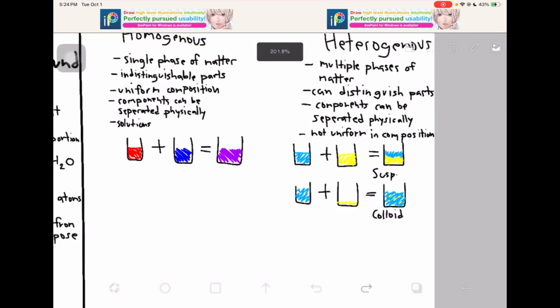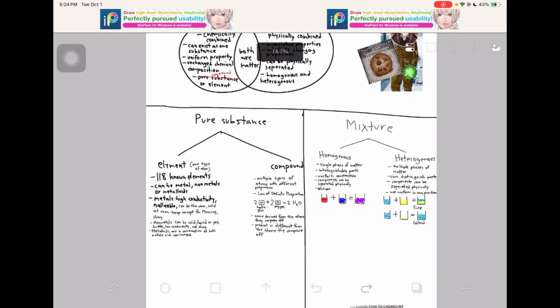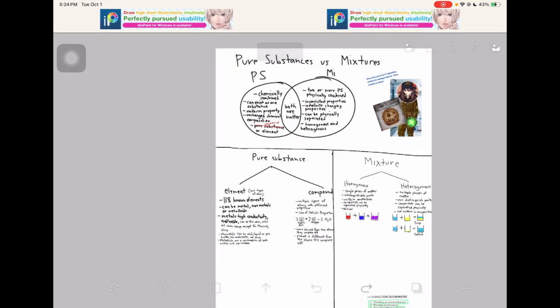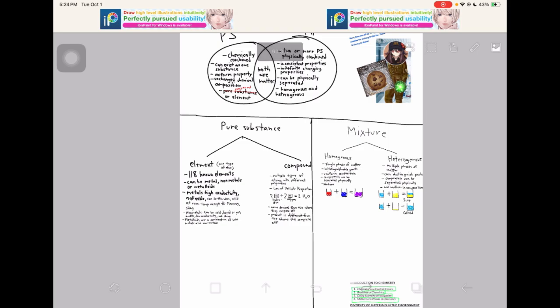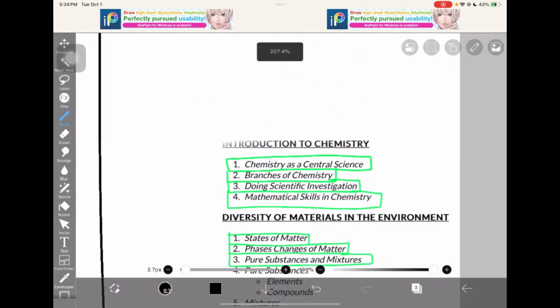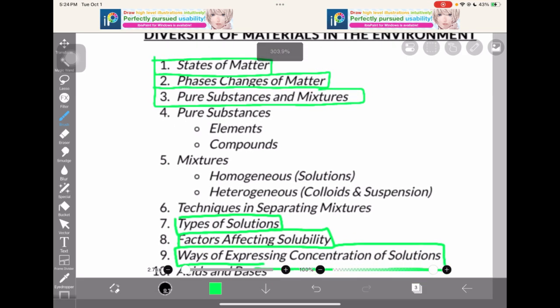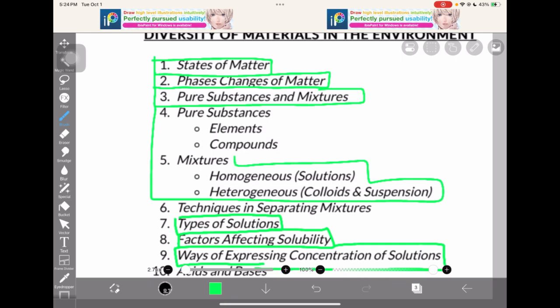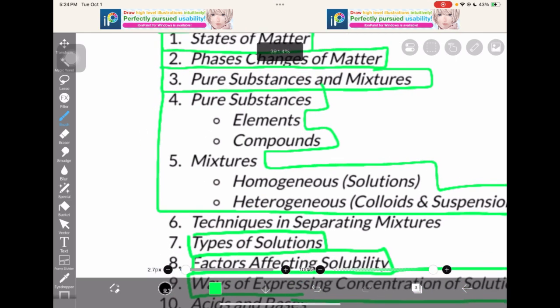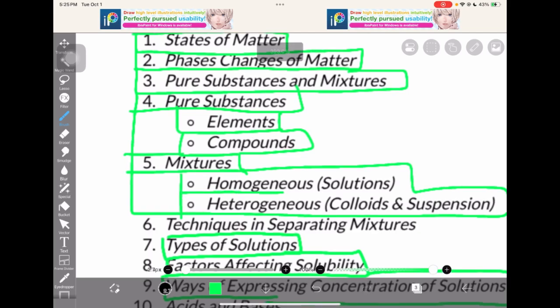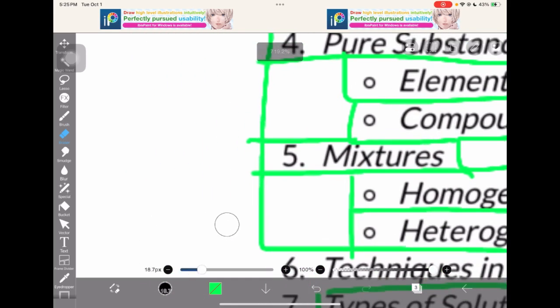So yes, this is the difference between pure substances and mixtures, as well as elements and compounds, and the two different types of mixtures. And with that out of the way, we can tick off all of this. It feels satisfying once we've completed most of it. I'm just going to tick it properly, and might as well clean it up a bit here.